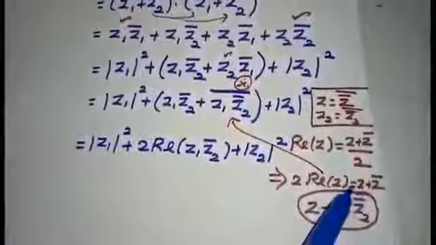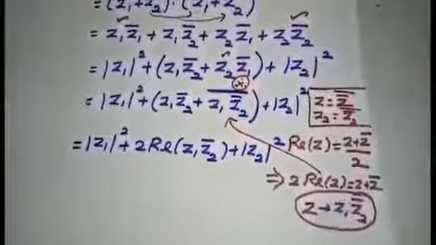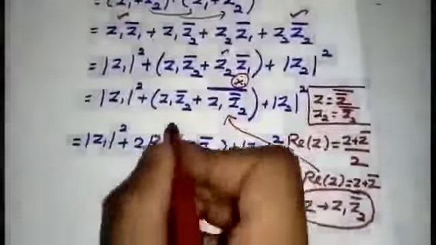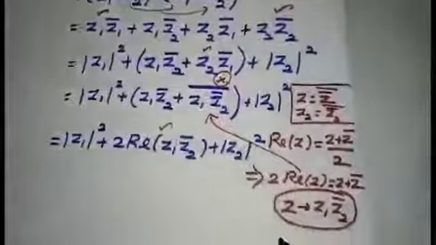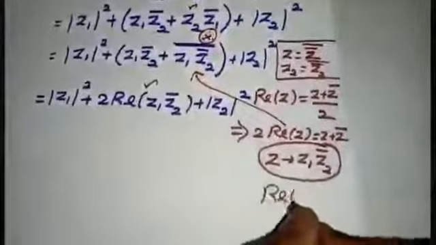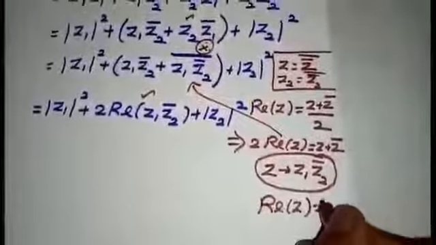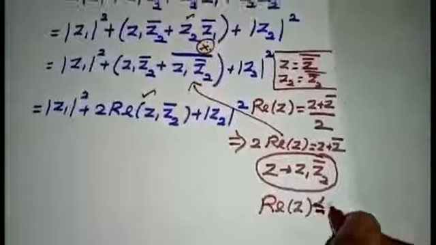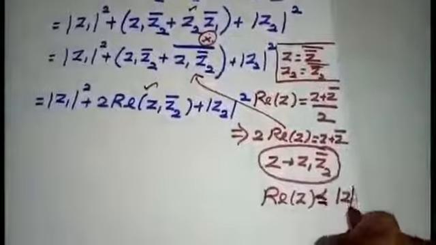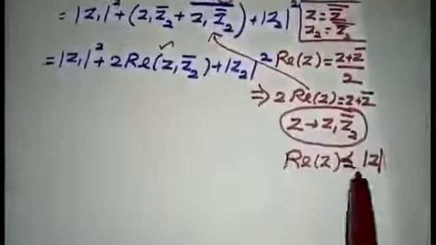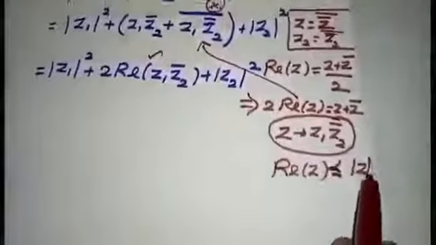Now, again I am going to use another property here. That is, a real part of Z is less than or equal to modulus of Z. Real part of Z can be written as less than or equal to modulus of Z.